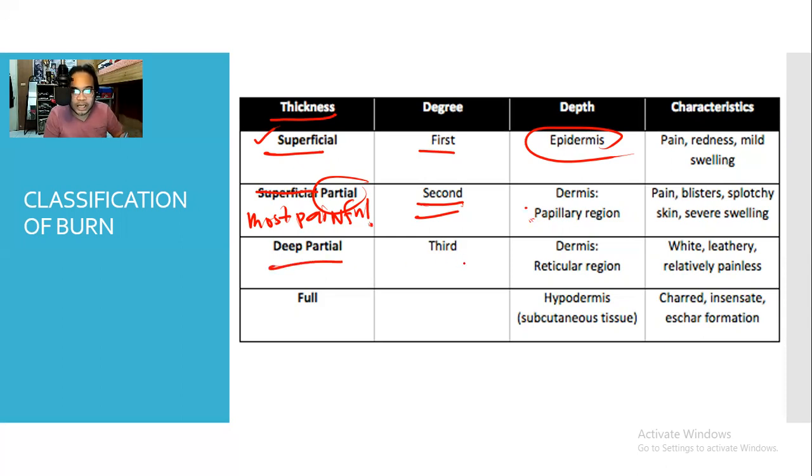In the deep partial, or your third degree burn, it already reaches the reticular region. In the full thickness, it's really burned. So it's charred. You have charred, insensate skin with eschar formation. When I say insensate, you really can't sense anything anymore. As you can see here, it is painless, relatively painless. But when you clean it, it still hurts, class.